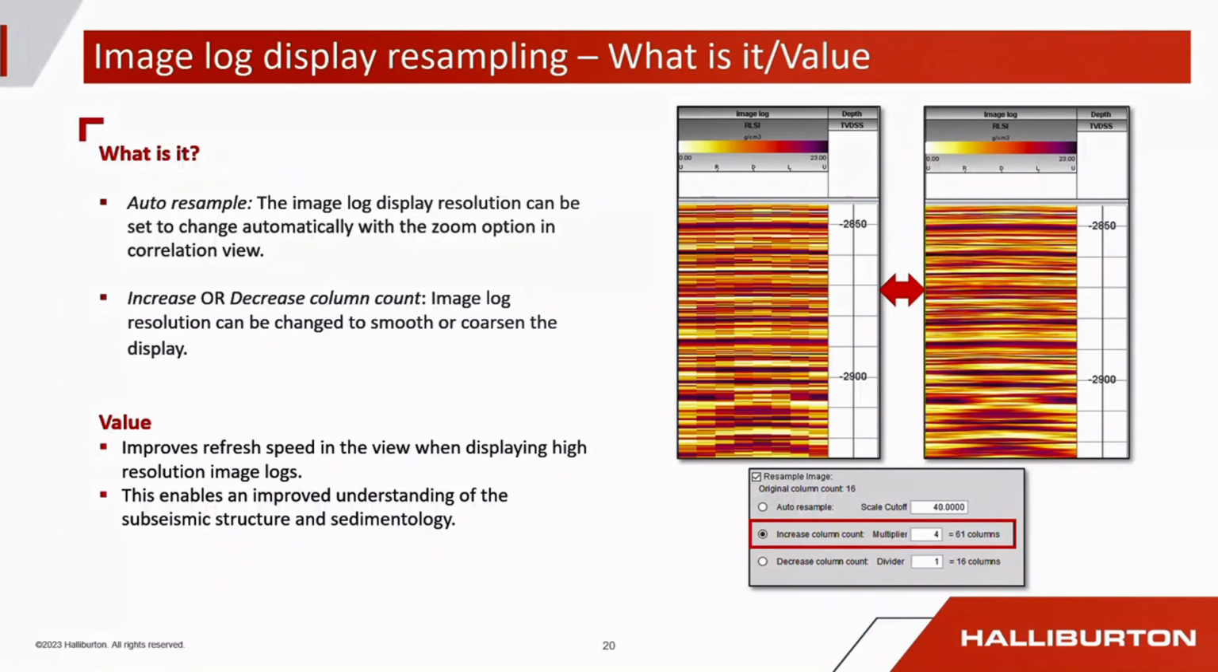When auto resample is selected, the image log resolution will start to decrease when the view scale passes a specific value, because as you zoom out, the image log doesn't need to be used for detailed analysis, and so the resolution doesn't need to be as high. This helps to improve the performance in the display and allow the display to refresh much more quickly when working with large image logs. There are also manual options to increase or decrease the column count so that this functionality is fully customizable.